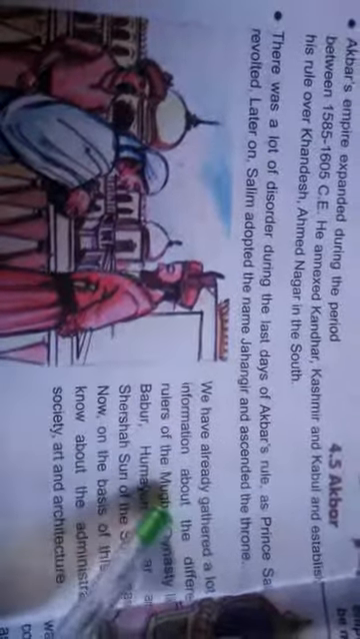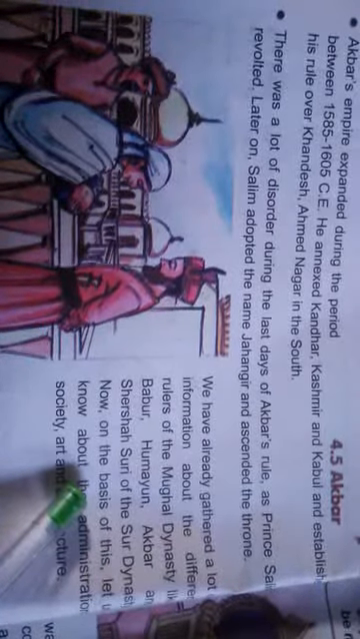We have already gathered a lot of information about the different rulers of the Mughal dynasty, Babur, Humayun, Akbar and Sher-Shah Suri of the Sur dynasty. Now on the basis of this, let us know about the administration, society, art and architecture. First we discussed the relations of Mughals with other rulers.